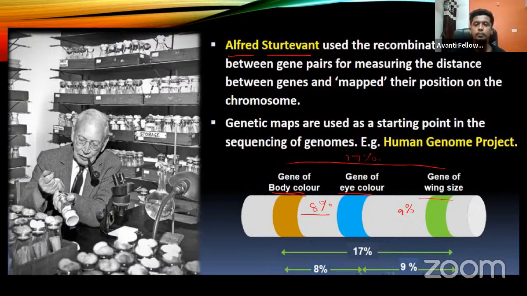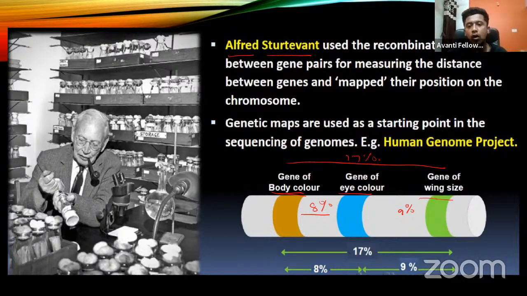17% of recombination. This aspect of mapping genes based on recombination and linkage is called physical mapping of genes. In the next chapter, when we study molecular genetics, or molecular biology, we can understand the importance of this gene mapping.